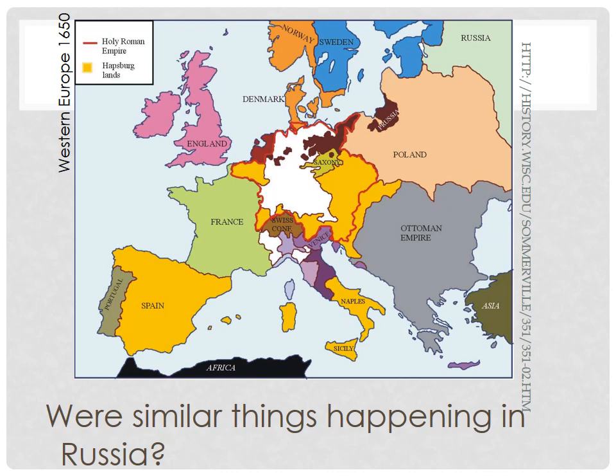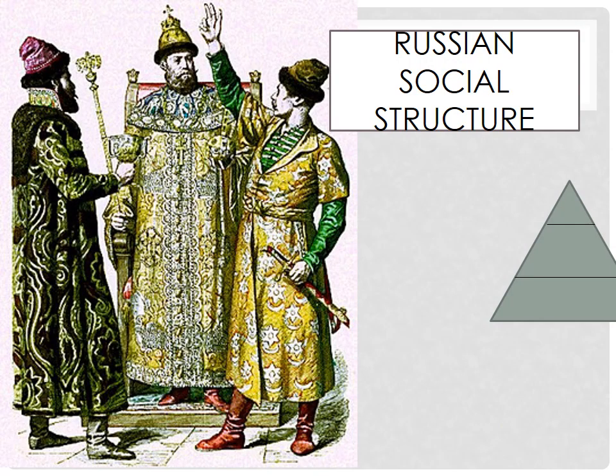So think about what we just talked about, and were similar things happening in Russia? Hopefully, you say to yourself, no, not at all, with 95% of the population being illiterate and serfs.